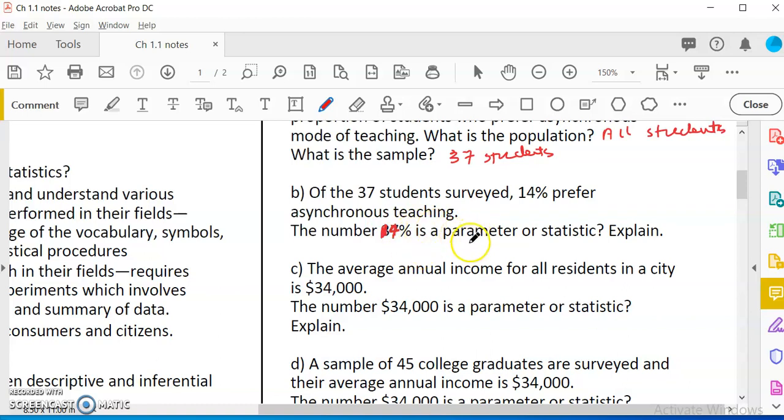So this 14%, is it a parameter or a statistic? I calculated this from a sample, right? So anything that I calculate from a sample is not for all of them, for all the students. So it is a statistic because it's from a sample.